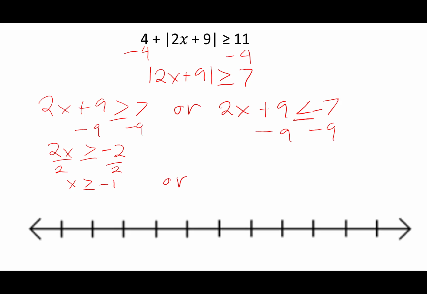subtract 9. And a -7 minus 9 is a -16. So 2x is less than or equal to -16. Divide both sides by 2. And x is less than or equal to -8. All right, so I've got -8 over here, -1 here.